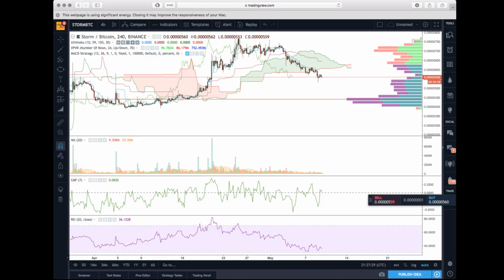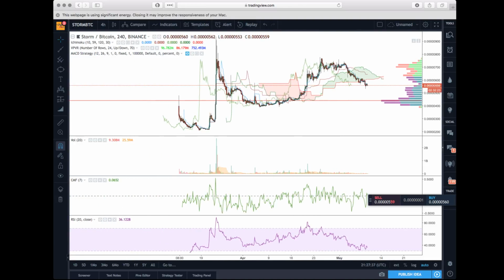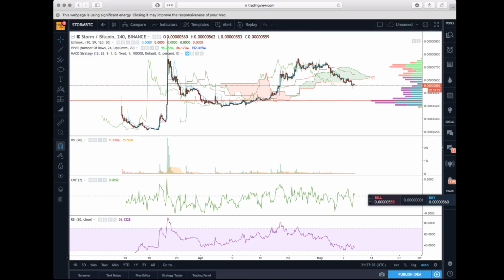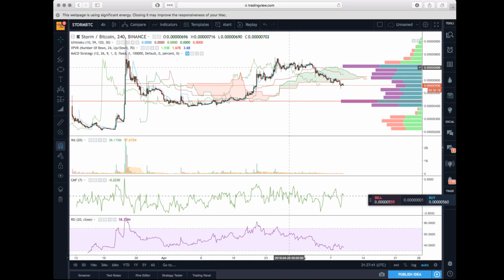You can see the settings I'm using here. I use 10, 59, 120, and 30. I like those settings for coins that have a long enough price history to use. For coins that don't, I use just the standard default settings.